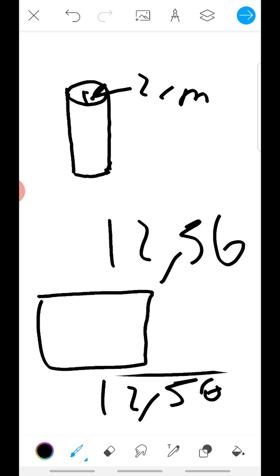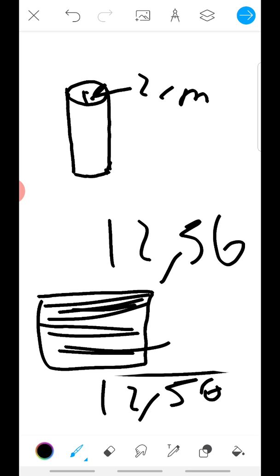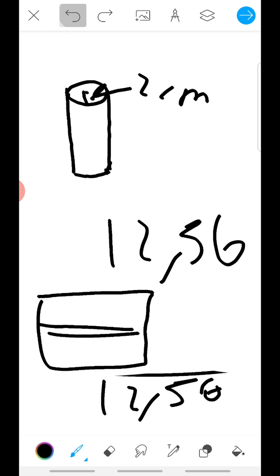Meaning that if you open a cylinder, imagine a paper roll, a toilet paper roll. When you open it, they look like this, right? They look like that. So that means that it can turn into a rectangle.